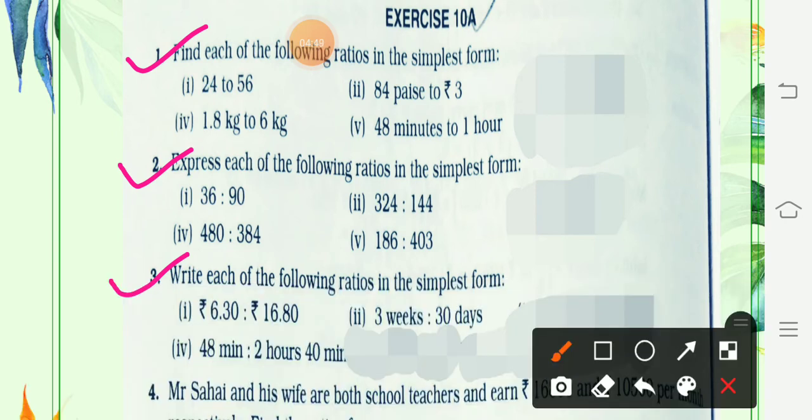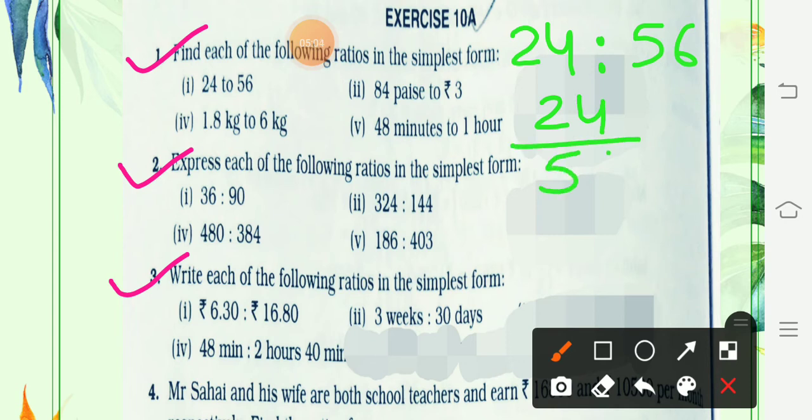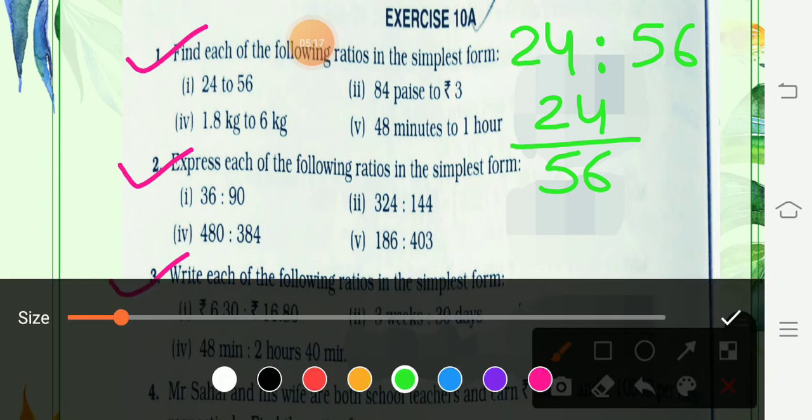Question number 1, 24 to 56. So first of all, we have to convert it into ratio form. 24 ratio 56. So I can convert it into fractional form. You are observing here. Now just cancel it by a factor other than 1. So just think, take help of divisibility rules. It will be cancelled by which number? Yes, I can use the number 2 to cancel it.